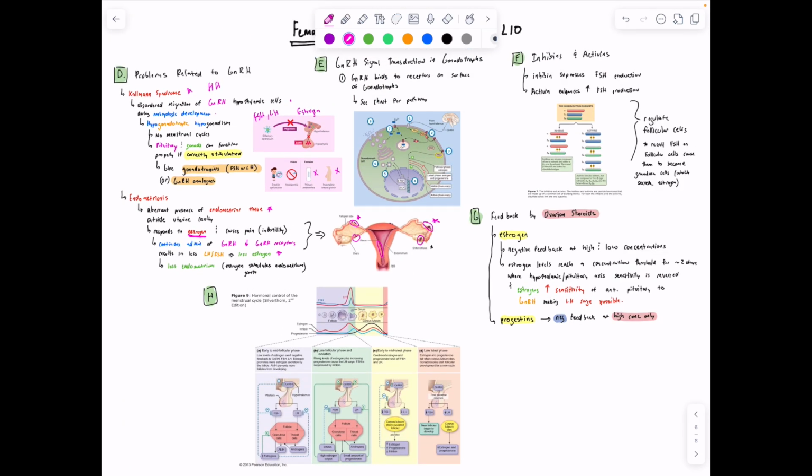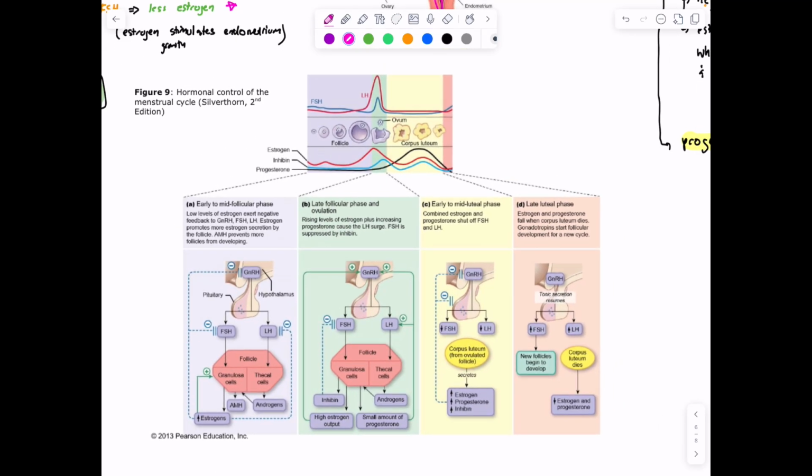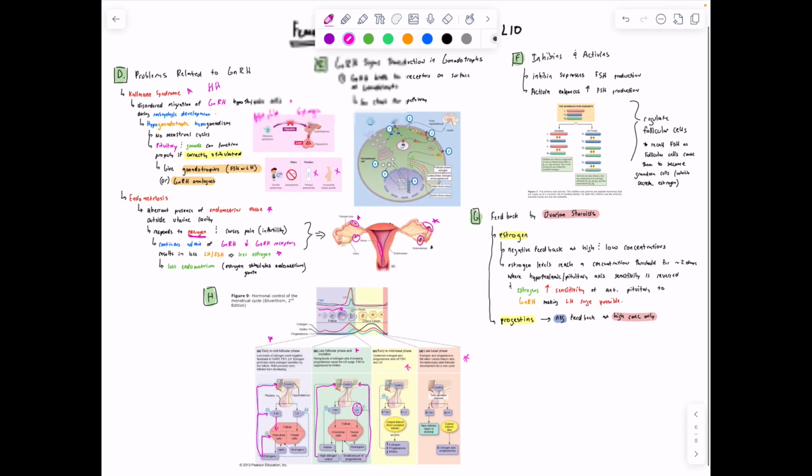Okay, so here we have more on the hormonal control. So early to mid follicular phase, right, as our follicle is developing, low levels of estrogen exert a negative feedback on GnRH, FSH, LH. Estrogen promotes more estrogen secretion by the follicle. All right, estrogen is going to have a negative feedback overall. Then late follicular phase, estrogen is going to have a positive feedback to make us more sensitive to luteinizing hormone in particular. All right, and then we're back to negative feedback overall.